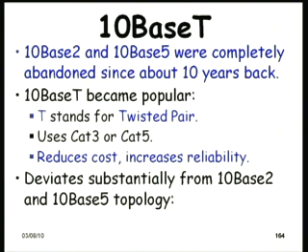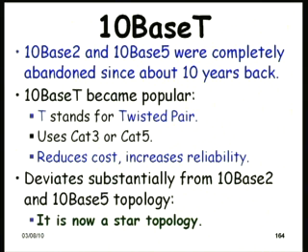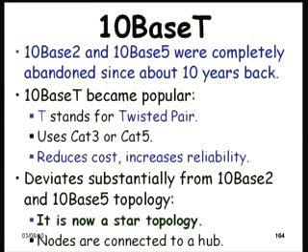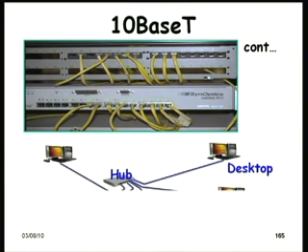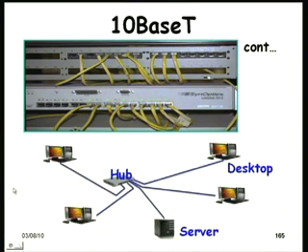It deviates substantially from the 10 base 2 and 10 base 5 topology. It became a star topology from a bus topology, a sudden change in the topology, and the nodes were connected to a hub. So to the hub, the connections from different computers were attached and it appeared something like this. If this is the hub, then the computers were all attached to it, in the form of a star network.